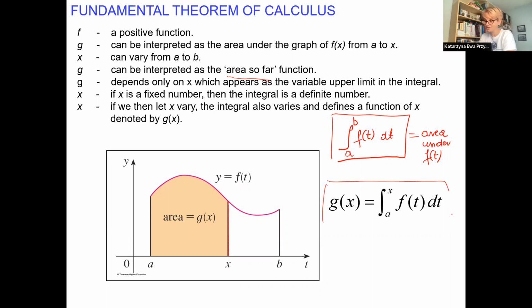This is the definition of the function g. The limits are from a to x, and a must be a constant. It is the initial point, the lower limit. x is a variable, and when we evaluate this, the answer will depend on x, g of x.